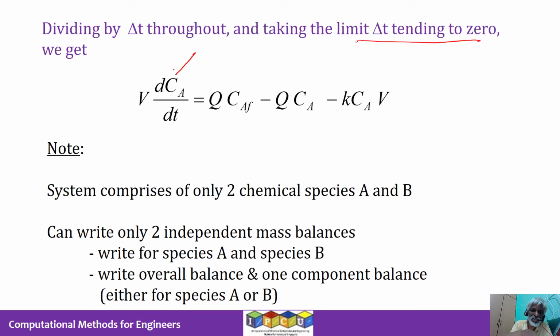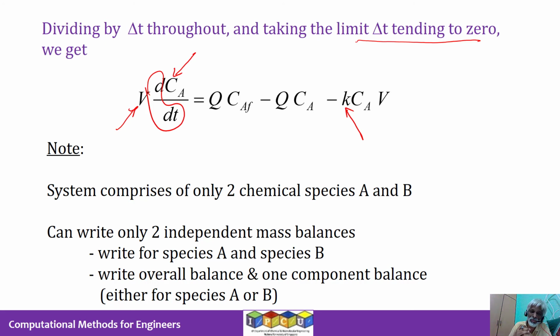Now, CA is the state variable because it is associated with d by dt. The system parameter is the reaction rate constant K. You can also consider V as the system parameter or the design parameter. In fact, when you do a course in reaction engineering or chemical reaction kinetics, one of the jobs that you need to do is to find out the volume of the reactor needed to convert A from CAF to CA. The feed concentration and the required outlet concentration will be given, and you would be asked to find the volume of the reactor vessel.